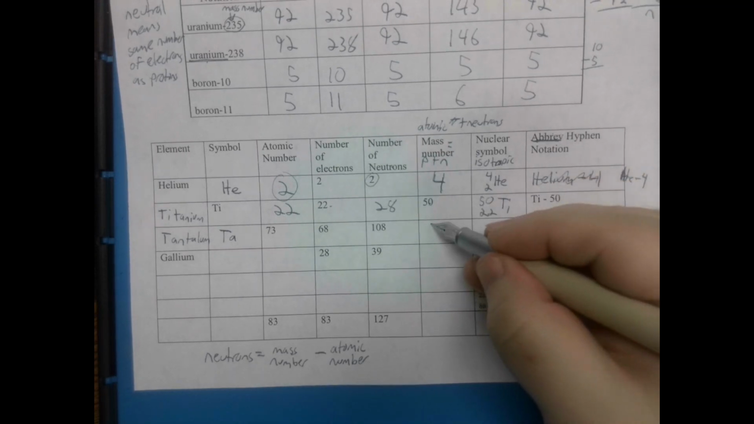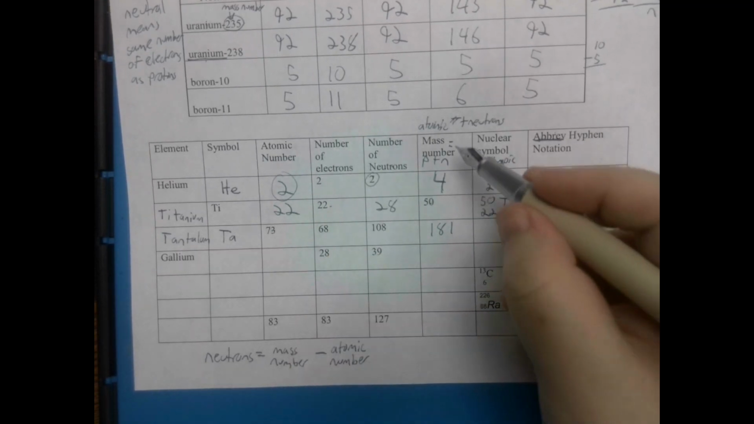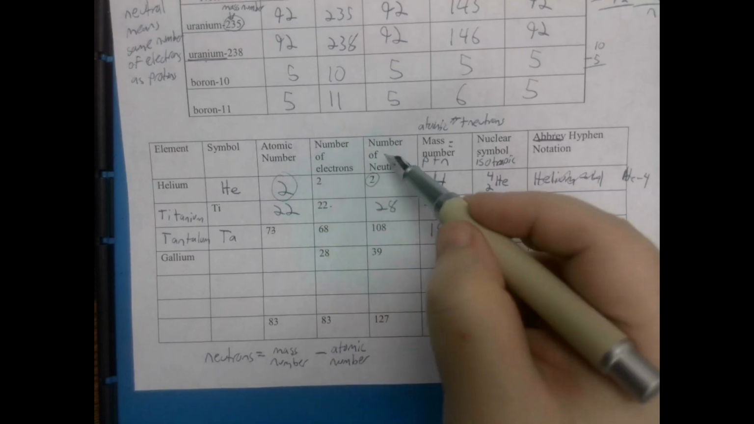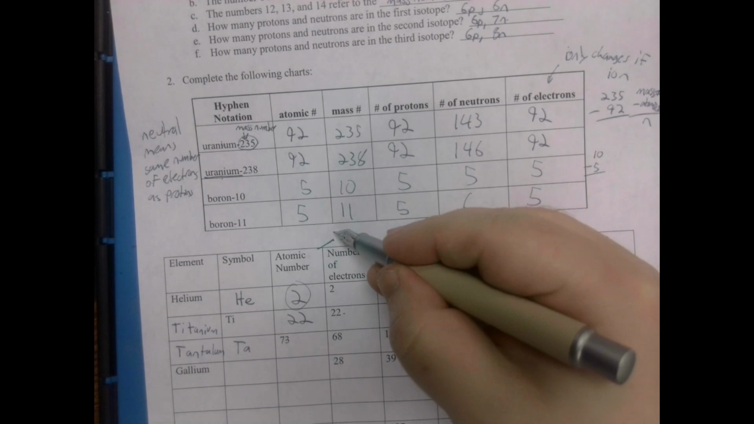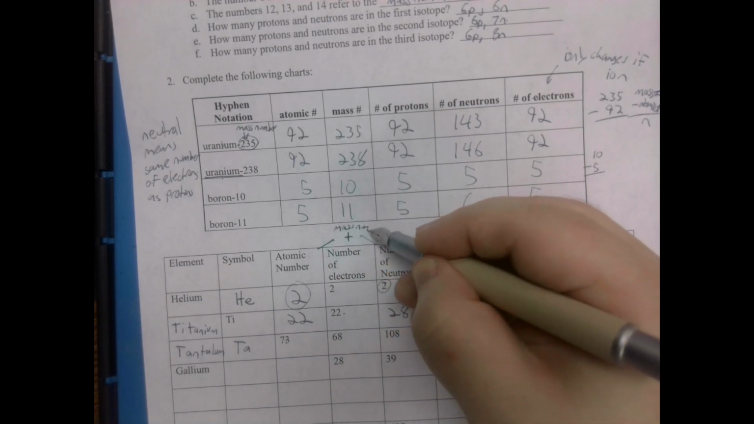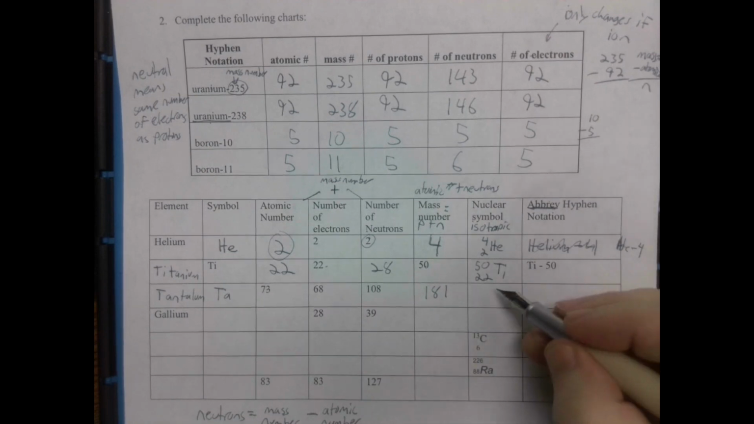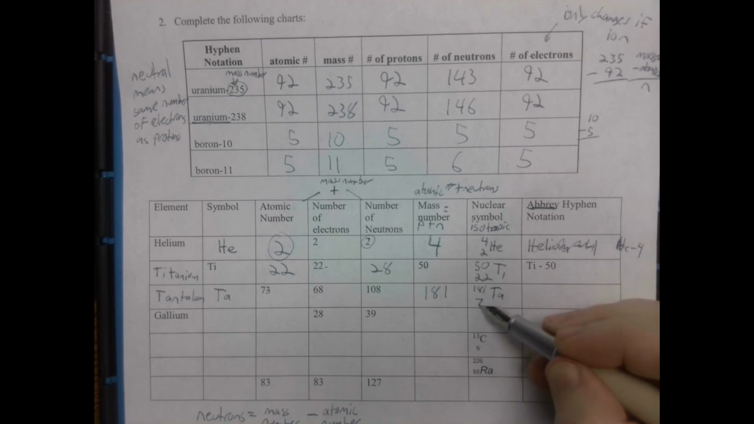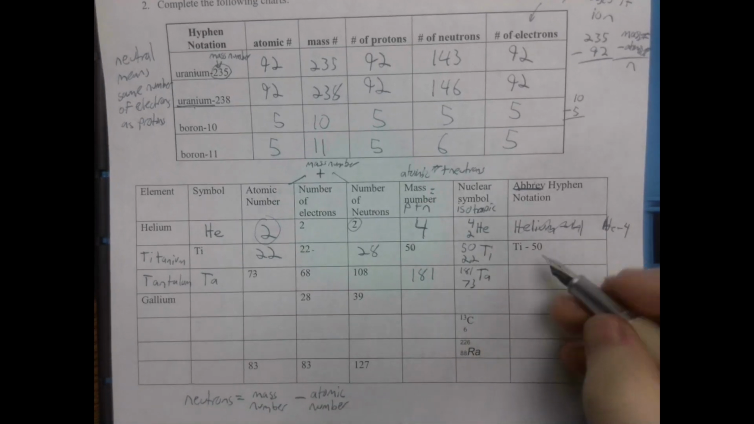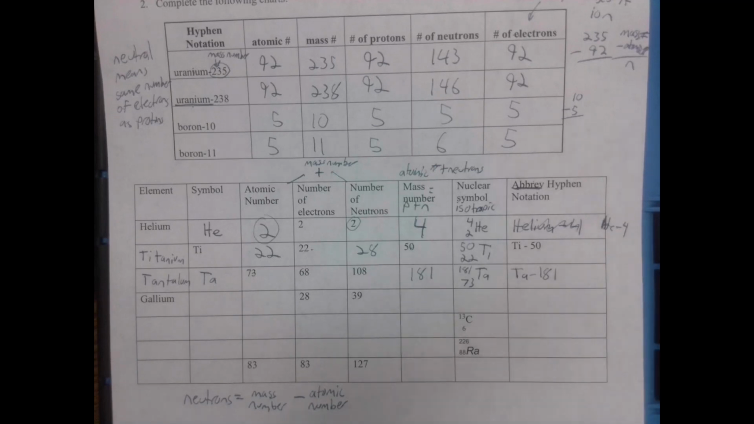And how did you figure that out? 73 plus 108. So the mass number is simply the atomic number plus the number of neutrons. So we put Ta, and we put 181 on top, and 73 on bottom. And in the abbreviated form, it's Ta dash, what number? 181.